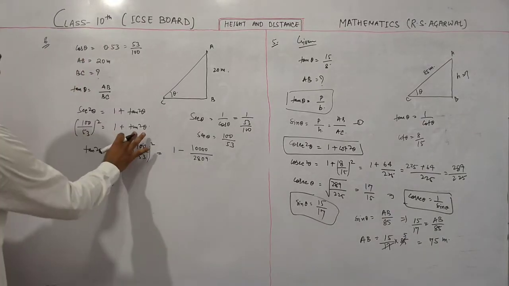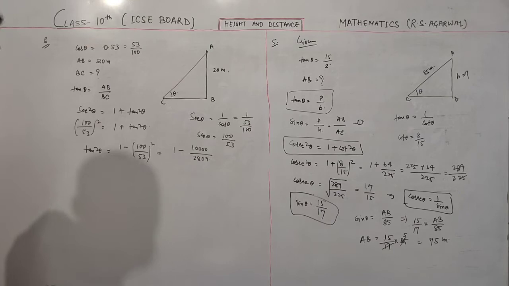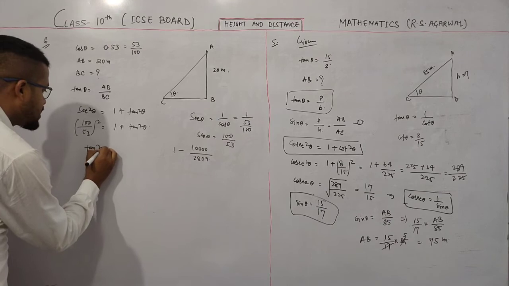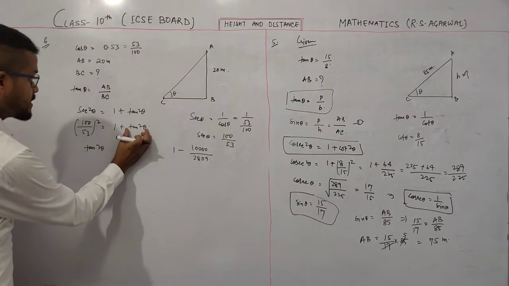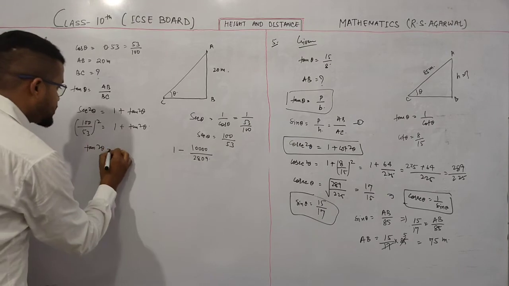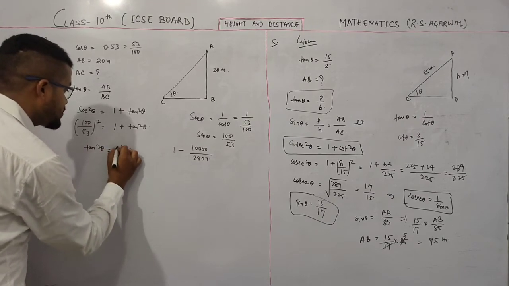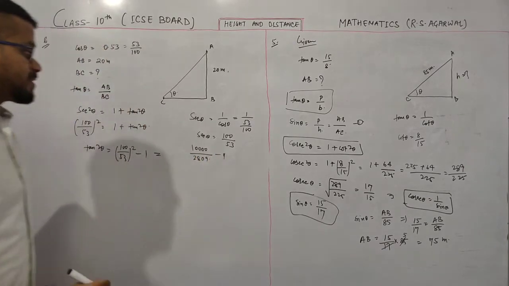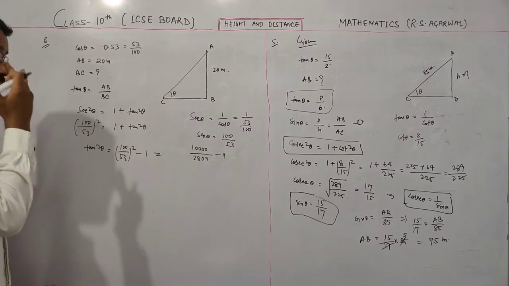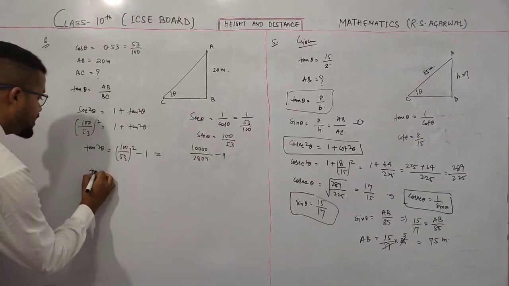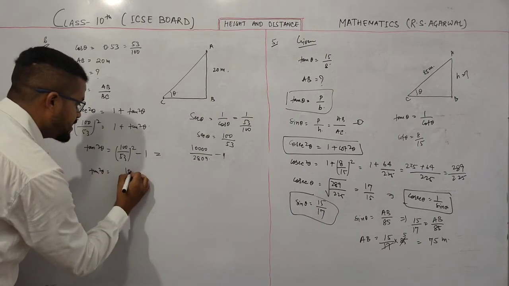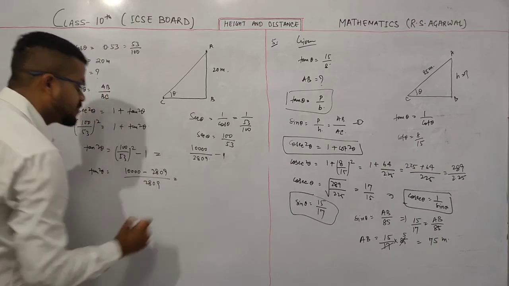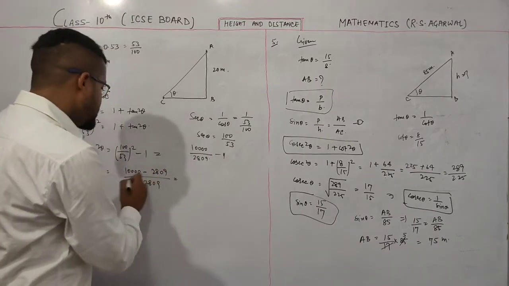Now here this is tan square theta. Sorry, tan square theta is, this goes to here. So this is 100 by 53 square minus 1. Okay, so correct it. 10,000 divided by 2809 minus 1. So tan square theta is equal to 10,000 minus 2809 upon 2809.